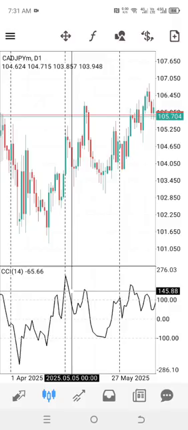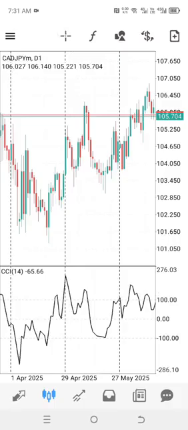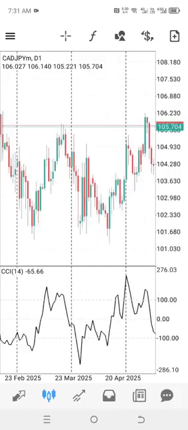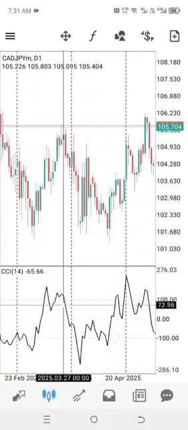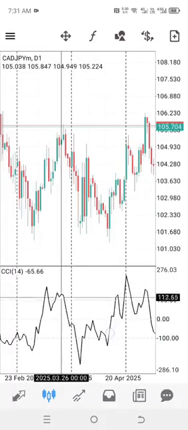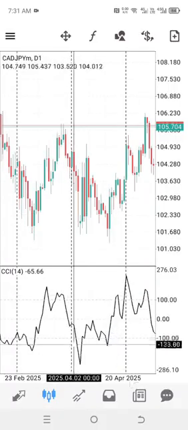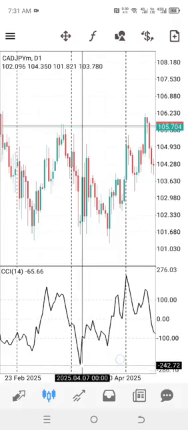However, I need to also show you how we spot the dominant downtrend. Now look at the downtrend. As soon as you see the CCI moving from above 100 to below minus 100, then you can confidently say that the market is in a bearish trend.